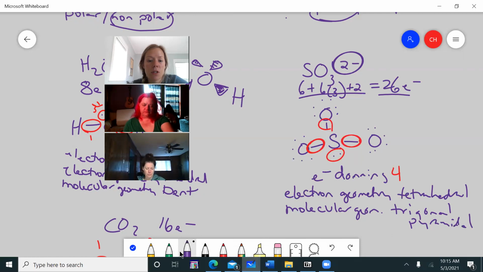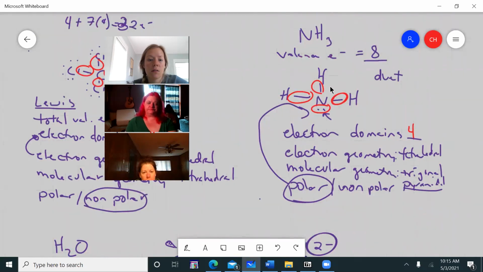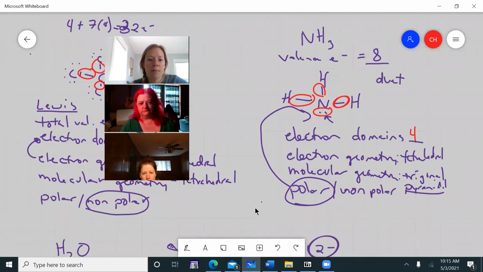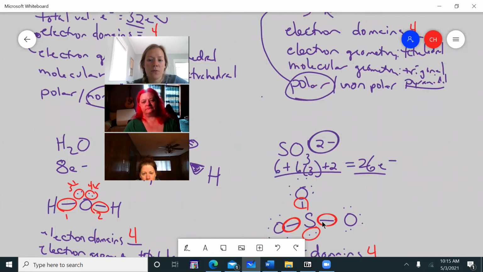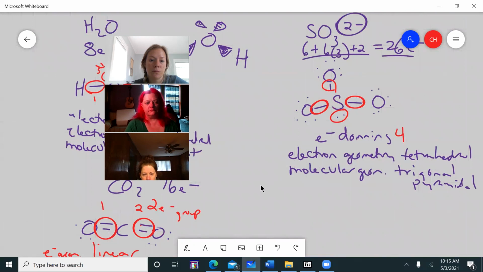This is a very similar structure to this one right here. Do you see how there's 4 groups and one of them is missing an atom? And this one is also 4 groups and one of them is missing an atom. They're both tetrahedral in their electron geometry, and trigonal pyramidal in their molecular geometry. It's those stupid lone pairs that give us a hard time.